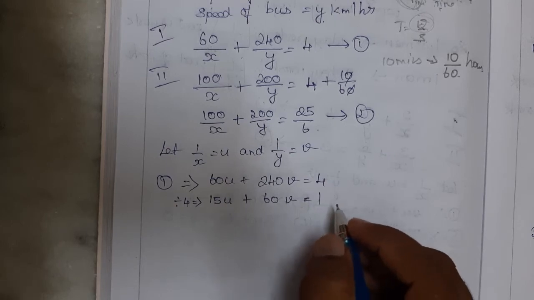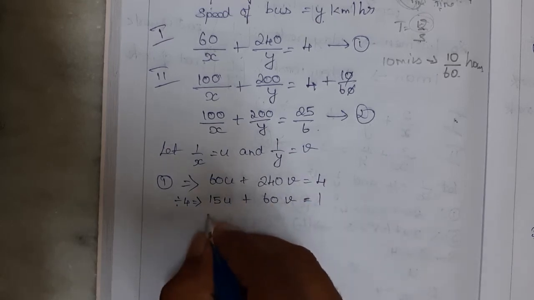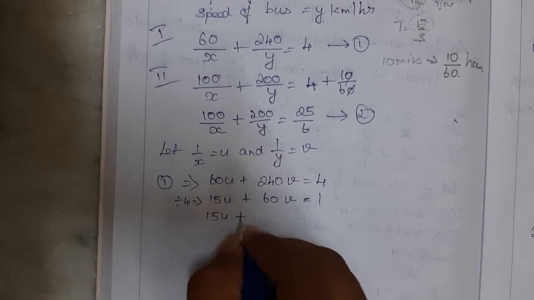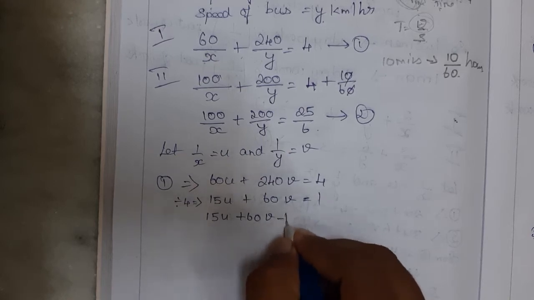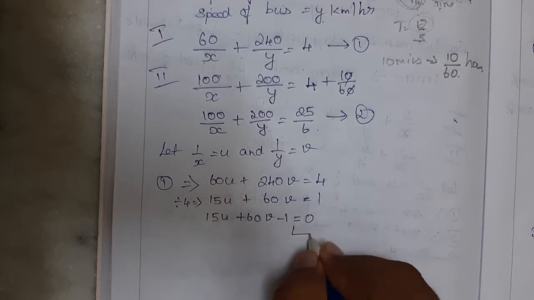So let me solve by the cross multiplication. I will bring it to this side. It will become 15u plus 60v minus 1 equal to 0. Let it be equation 3.